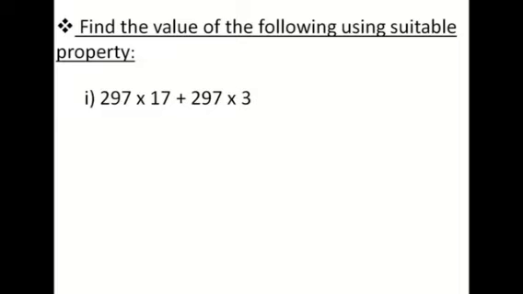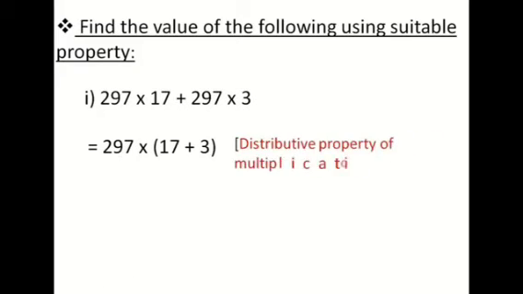Okay, so how can we write it? We can write it as A into B plus C. Yes. Which property have we used here? It is the distributive property of multiplication over addition. Now find the addition part, 17 plus 3, which is 20. So the next step, you can write it as 297 into 20.